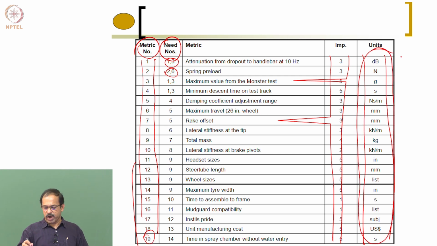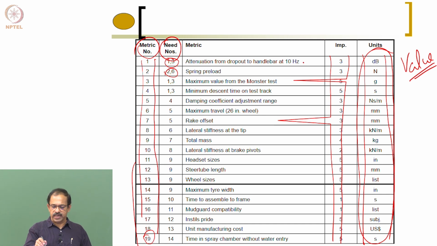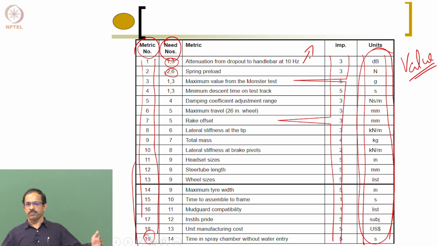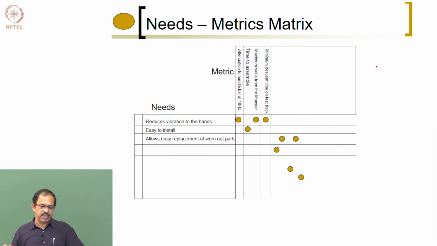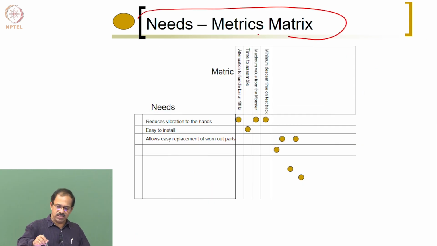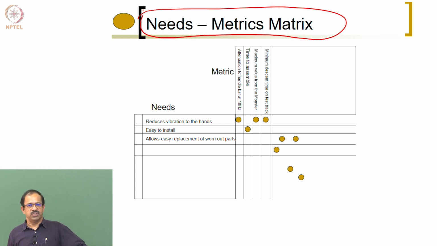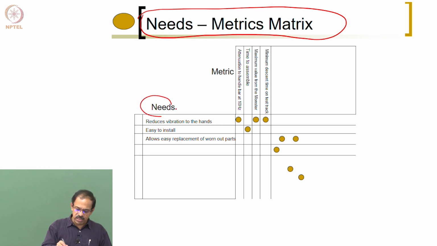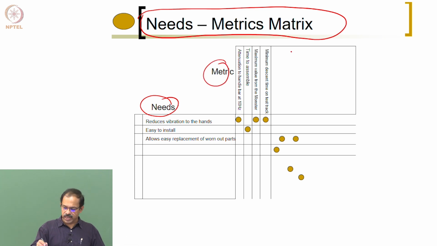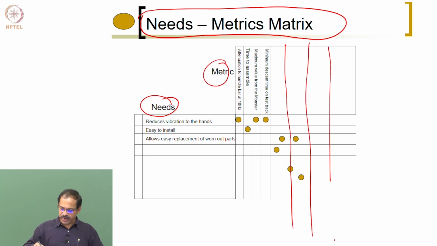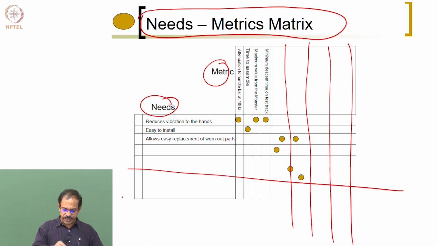Now the question is, what should be the value of these metrics? For each metric, such as attenuation from dropout to handle at 10 Hertz, what should be the value to make it satisfy needs 1 and 3? So that is the next question: how do we get the value? Before going to that, we will prepare a need metrics matrix. So what we do is write down all the needs here and all the metrics here, and then try to identify how they are related.